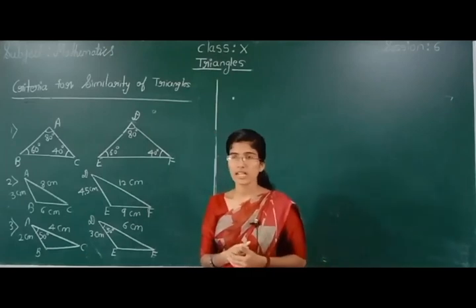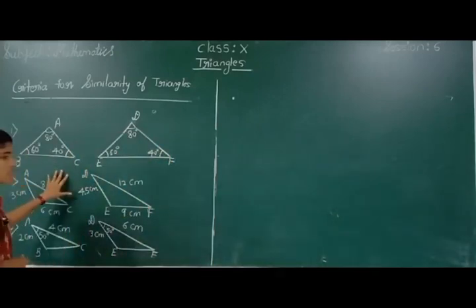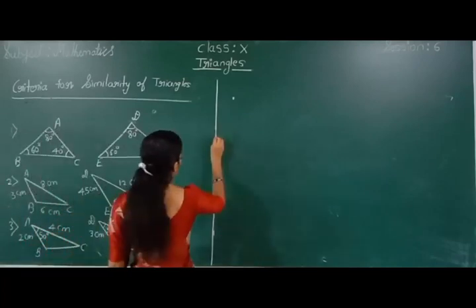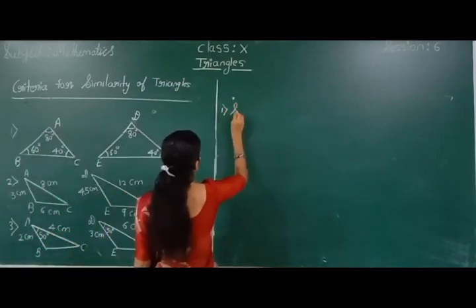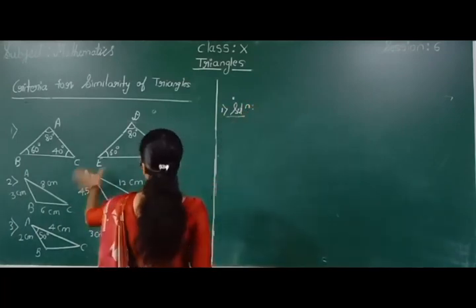Angle, side, angle, side. So now we will check whether these triangles are similar or not. If they are similar, by which criteria they will follow, we will check here. Now see here, the first one we will check, whether these two triangles are similar.